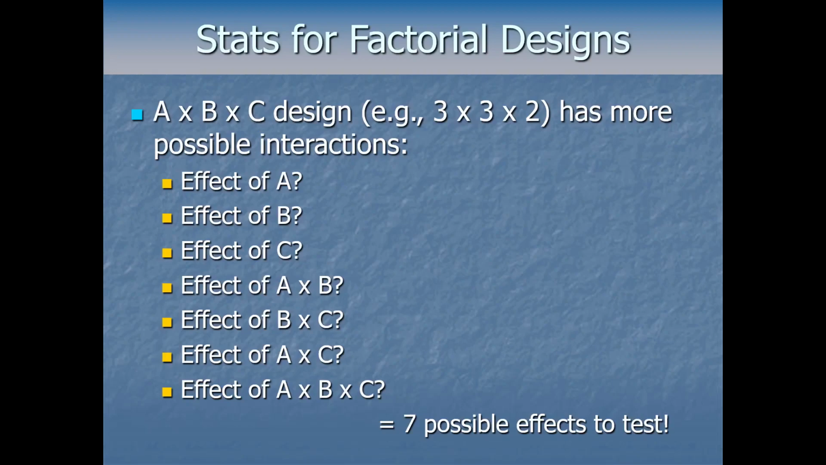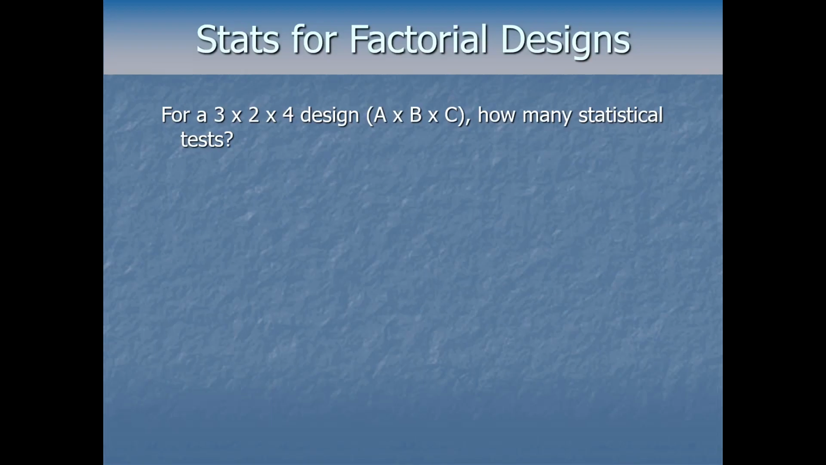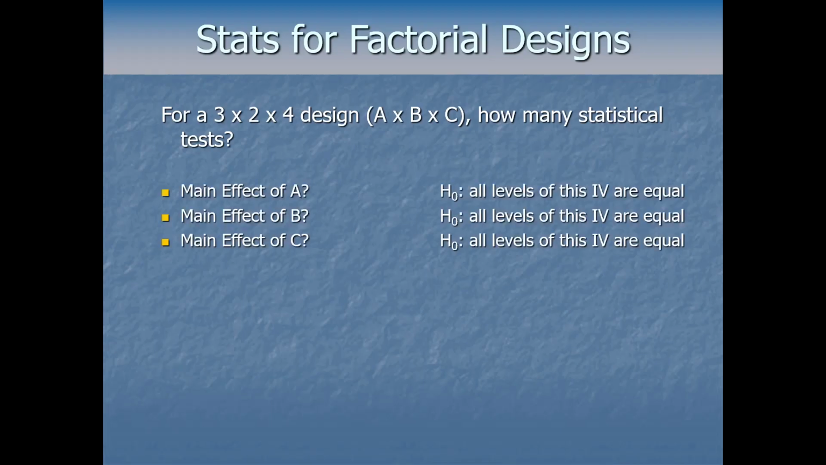So let's do another pop quiz and see if we've kind of got the idea of this. Let's say for a 3 by 2 by 4 design, how many statistical tests are there? Try pausing and writing them all down before unpausing. So we would check the main effect of each factor on its own with a null hypothesis, which is basically always going to be that all levels of that factor are the same. So that's the main effects we'd test.